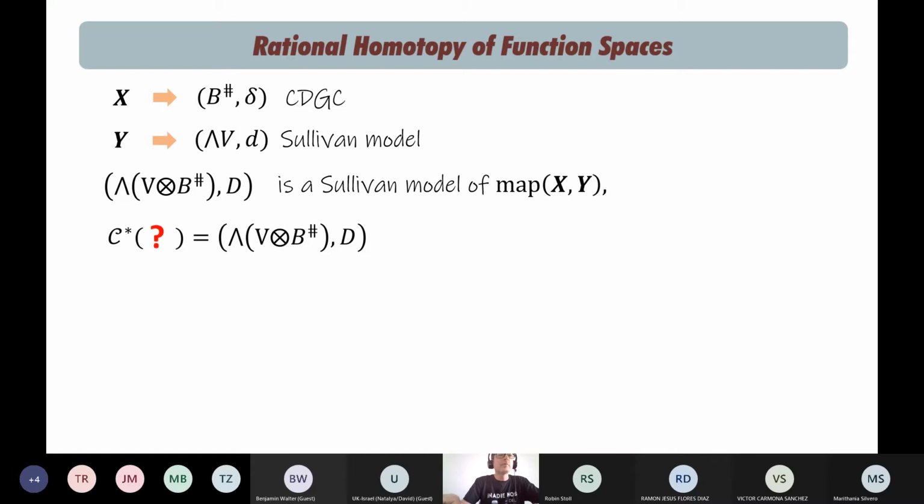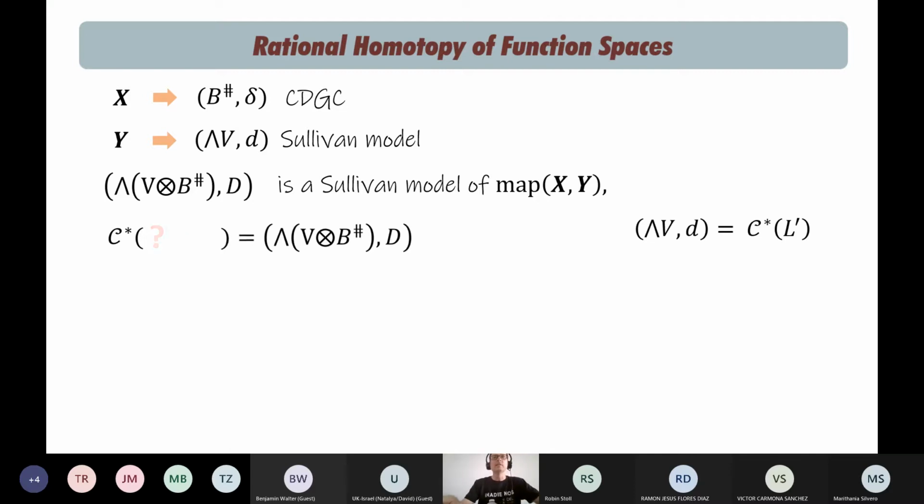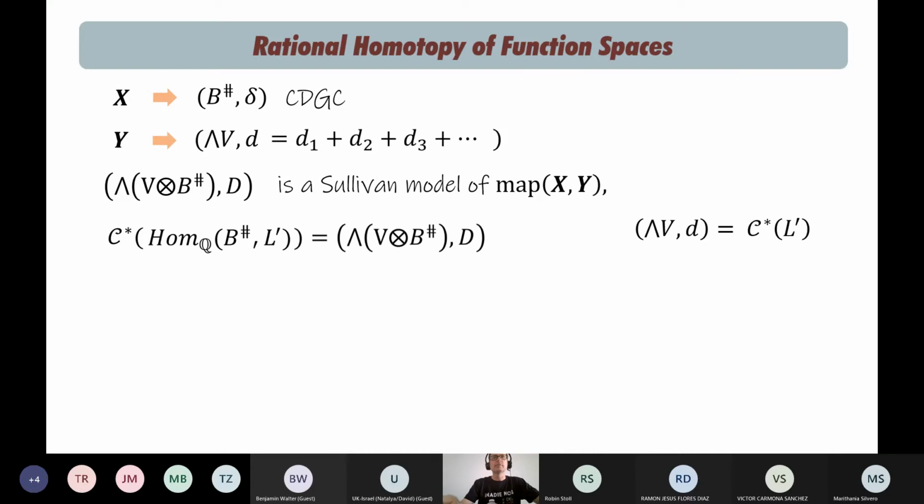how can we define something whose cochain is this Brown-Szczarba model? In this case, we have that the Sullivan model is the cochains on an L prime, which is not a DGL, which is an L-infinity algebra. So this complex of linear maps from the coalgebra to L prime will not be a DGL in this case. This will be an L-infinity algebra in order to have a differential with D1, D2, D3, and so on. But how can we define this structure of L-infinity algebra on this complex of linear maps?